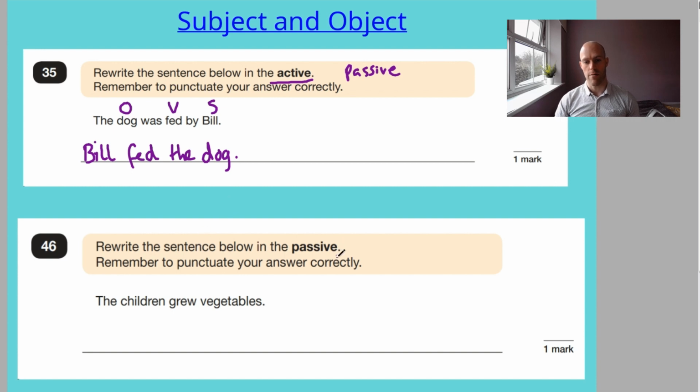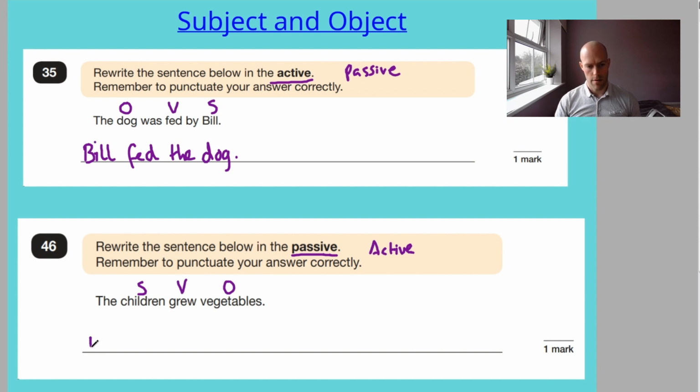It says now rewrite the sentence below in the passive, which means we must already be in active voice before we even looked at the sentence. Remember to punctuate your answer correctly. "The children grew vegetables." The children, so grew is the verb. Children are doing that. They're the ones growing. The vegetables are the object. Now we flip it round. You don't have to use exactly the same words because you're going to need to add some in for passive here.